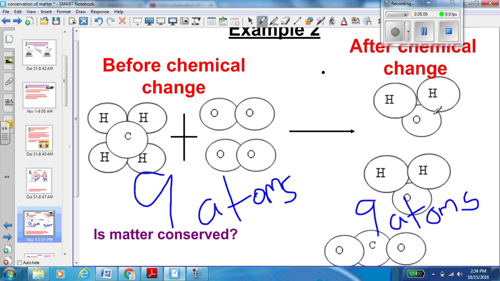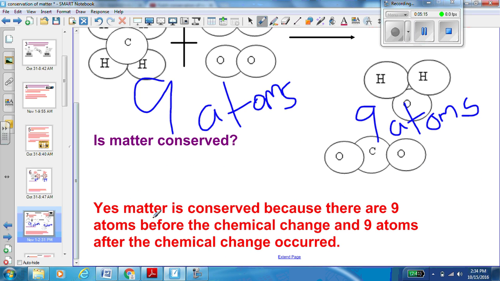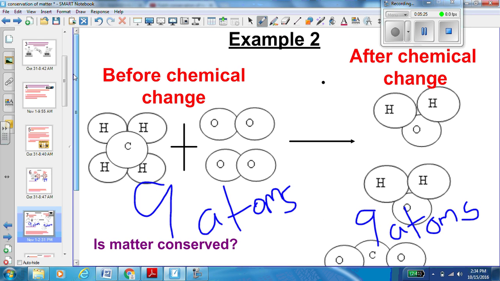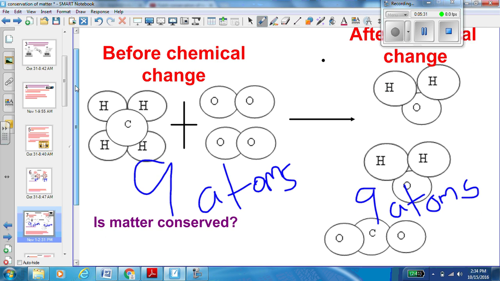So according to this law of conservation of matter, my matter is always going to be conserved when it goes through chemical changes. So is matter conserved? Yes, matter is conserved because there are 9 atoms before the chemical change and 9 atoms after the chemical change occurred. Please make sure that you write down everything that's on this slide, including the pictures, because it shows you an illustration of how matter is conserved.